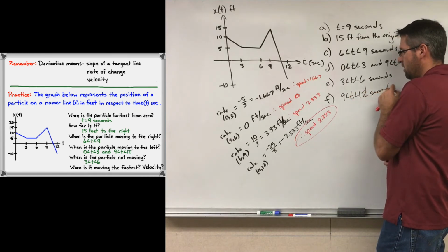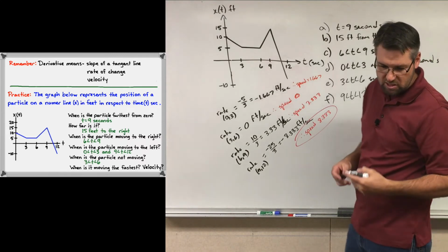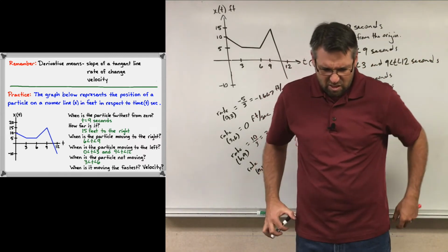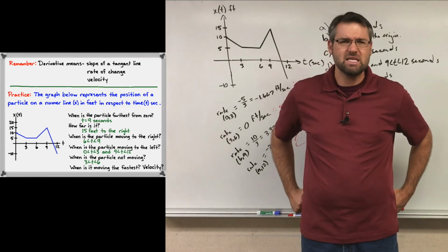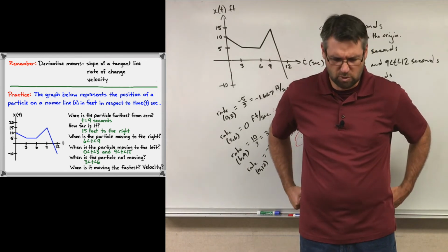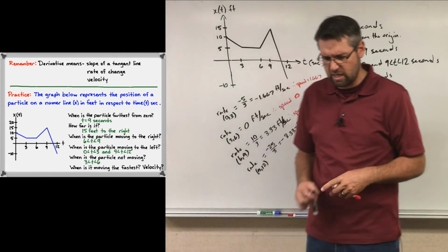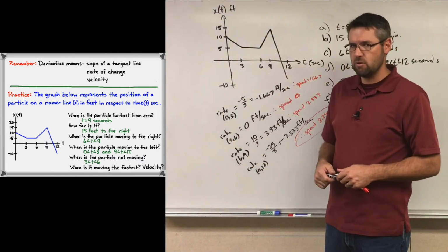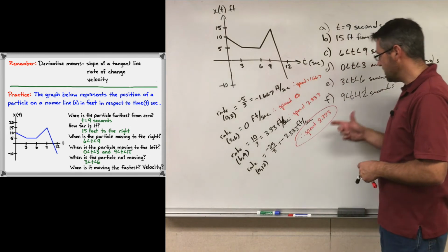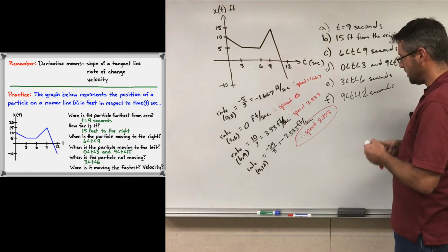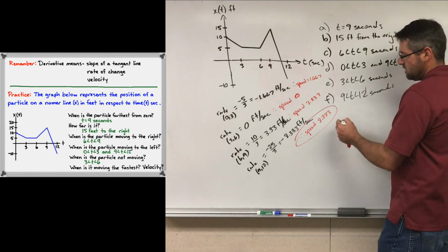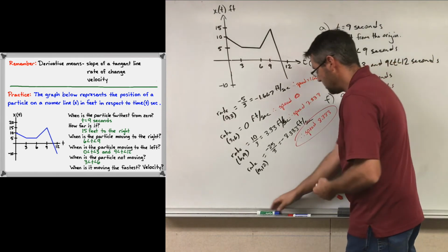Okay. Now, the last part of this question, it says, when is it moving the fastest? And then I say velocity. I don't know what that means exactly, just velocity. I don't know why I put that there, but I think what I'm saying is, when is the velocity the greatest? So this is when the speed is the greatest, but where is the velocity the greatest? The velocity is the greatest, let me identify it here.